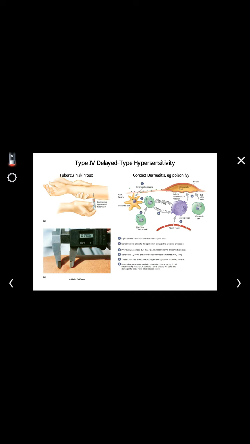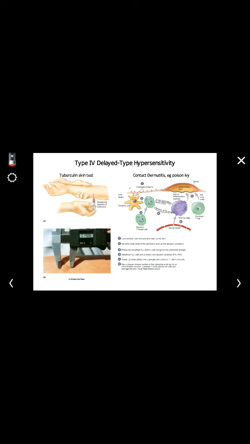Delayed type hypersensitivity. Tuberculin skin test. They slap some of that into you. Contact dermatitis, for example poison ivy. You have chemical antigens. Th1, tumor necrosis factor, interferon. Memory T helper cell. Blood vessel. Macrophage induces an inflammatory reaction. Inflammatory fluid. Kill skin cells with cytotoxic T cell.